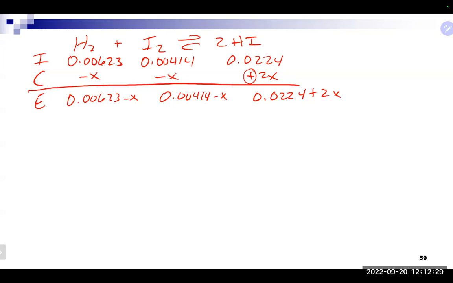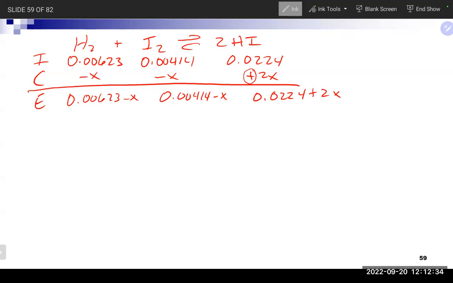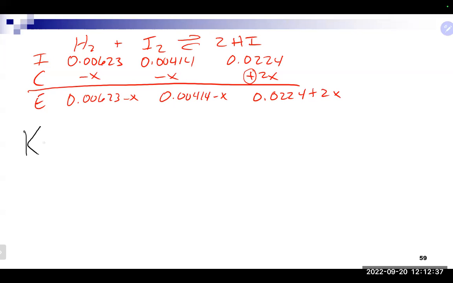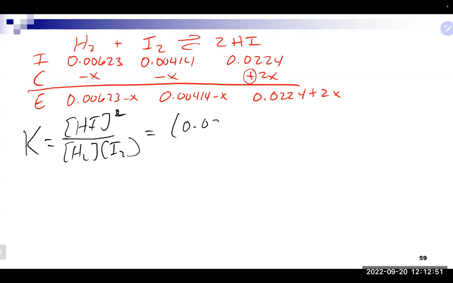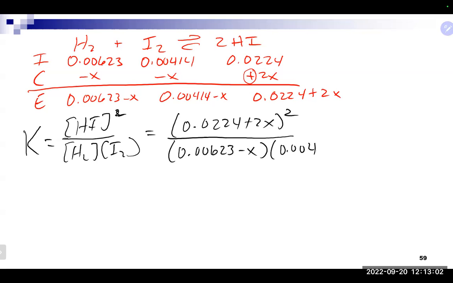All right, so obviously this is going to go into our equilibrium expression, which is the same expression as we just used for Q. So K here would be the concentration of HI squared divided by our H2 and our I2. And we'll put our numbers in. That will give us 0.0224 plus 2x squared divided by 0.00623 minus x, 0.00414 minus x, and that's all going to equal 54.3.